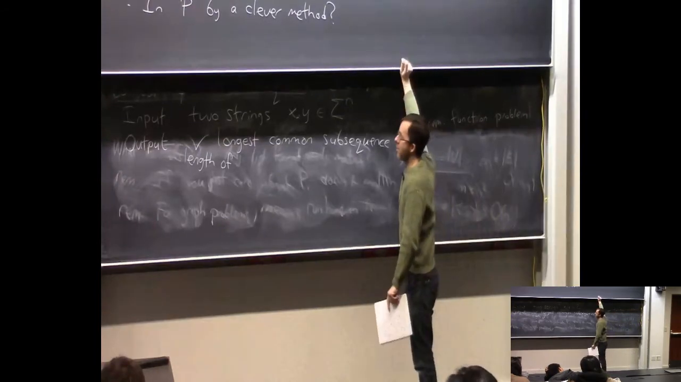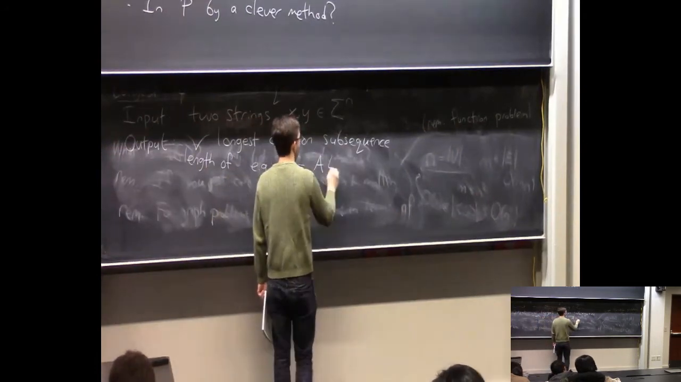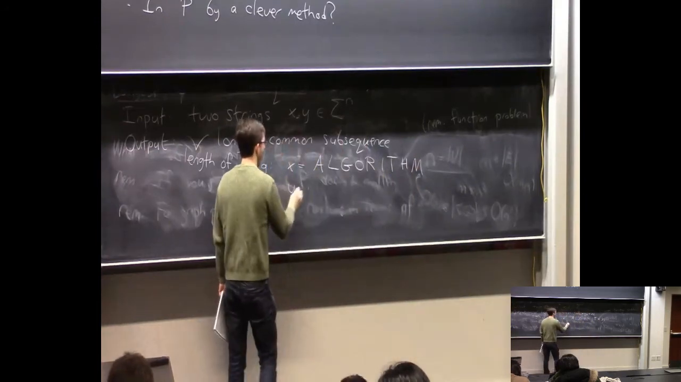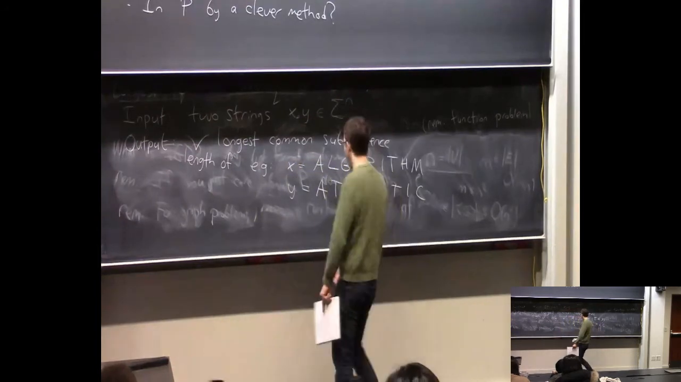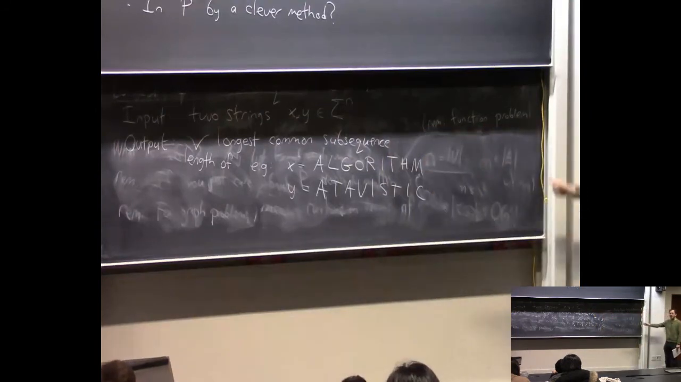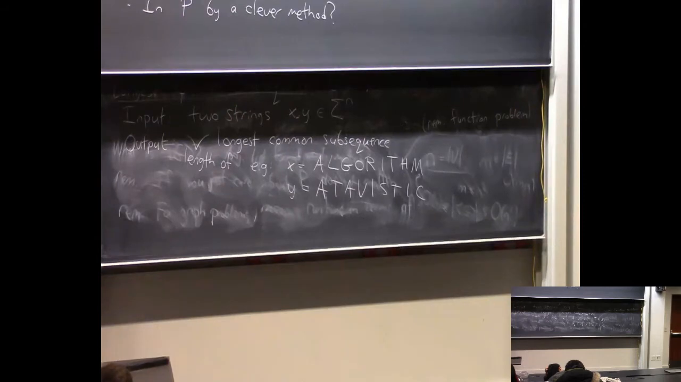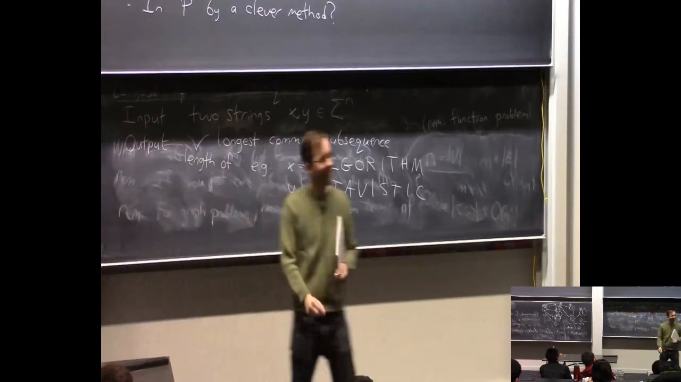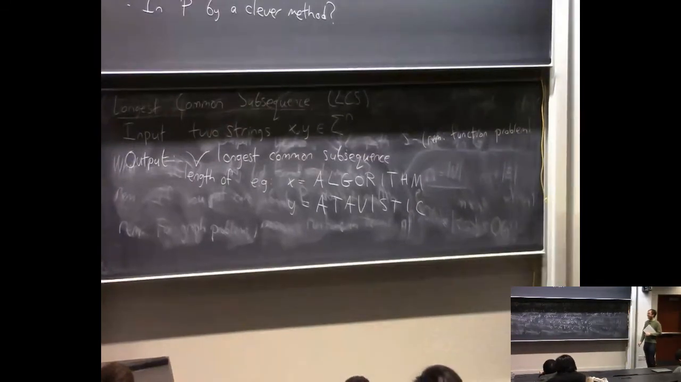I shouldn't talk about it so much without giving an example. So here's the example. Here are two inputs. X could be the string algorithm, and Y could be the string atavistic. That's a word. So what is the length of the longest common subsequence of these two strings? Can somebody find out? What's the answer? Is it 8? No? Smaller than 8? Bigger than 1? Yes? 2. I think it's bigger than 2. Yeah. Let's see. It's 3.